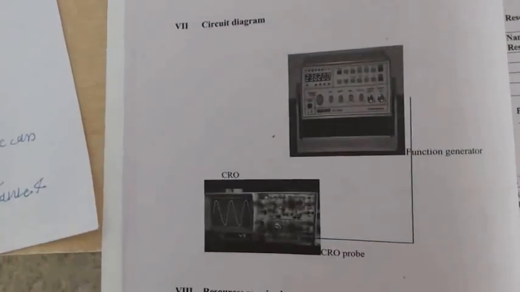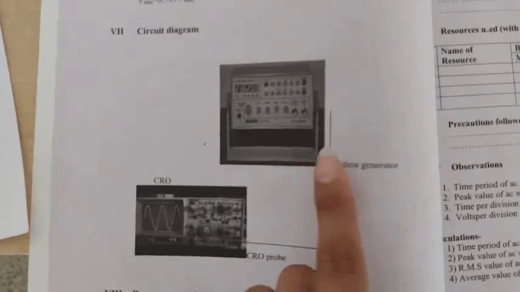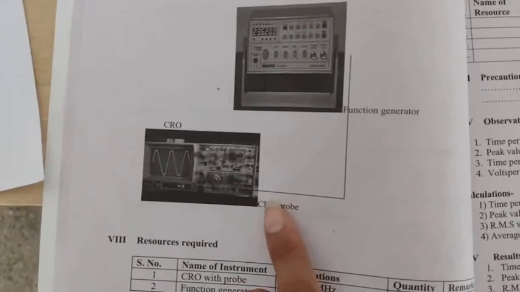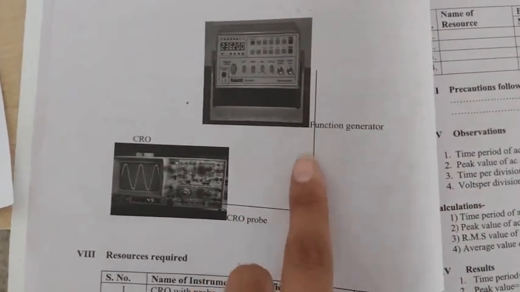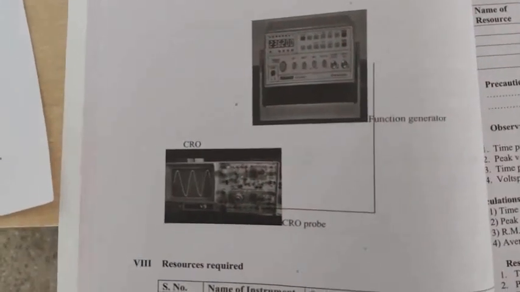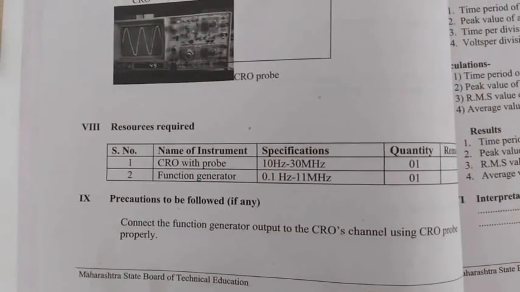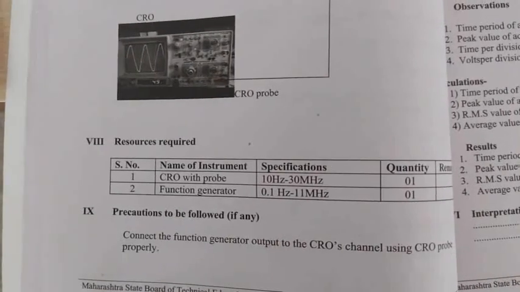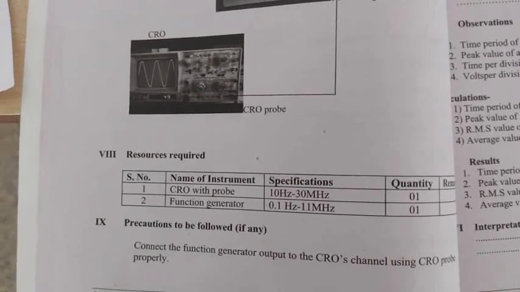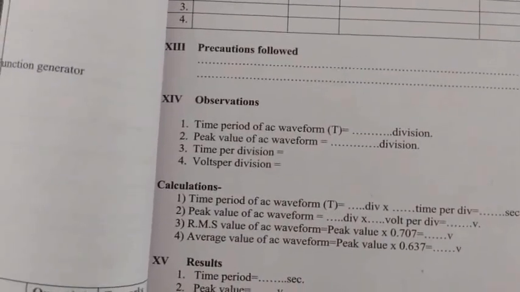This is the circuit diagram of our practical. In this diagram we connect the function generator output to the CRO channel using the CRO probe. Then we can see what resources are required to perform this practical. First is the CRO with probe and function generator. Then we can see the observation part of this practical.